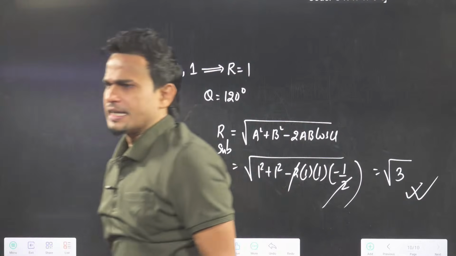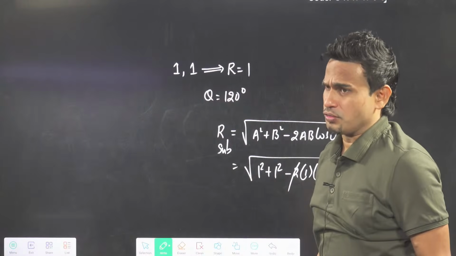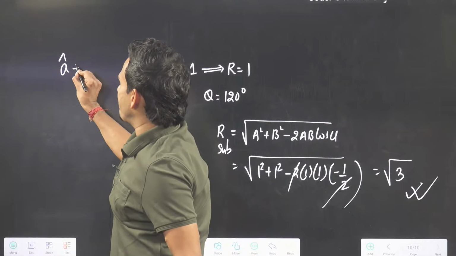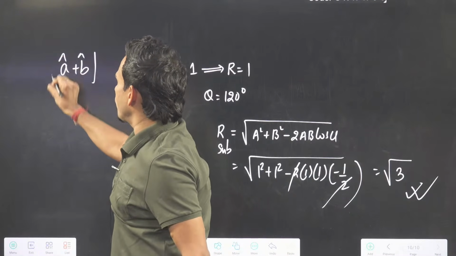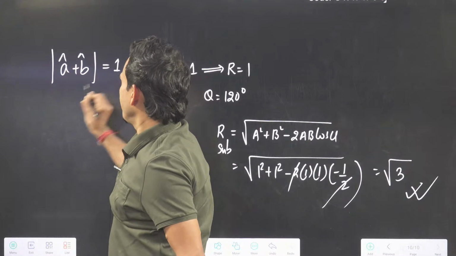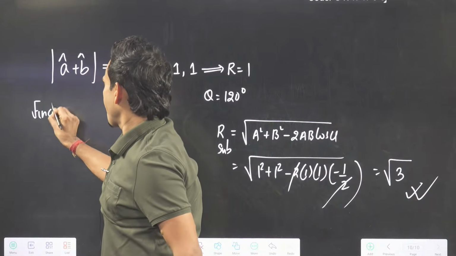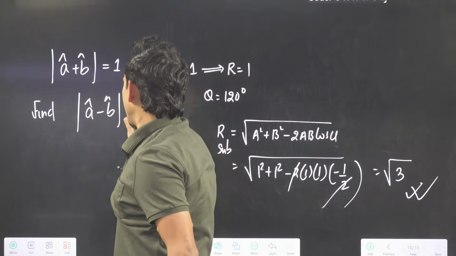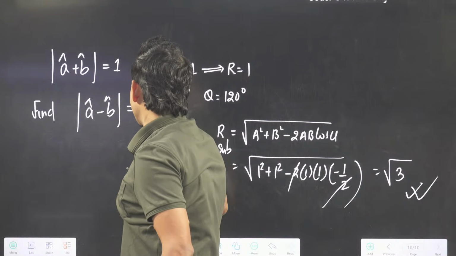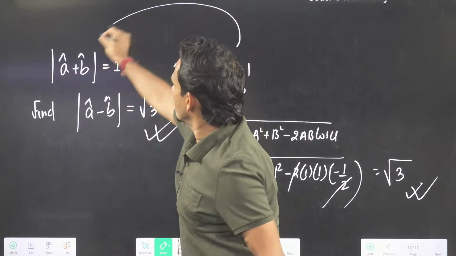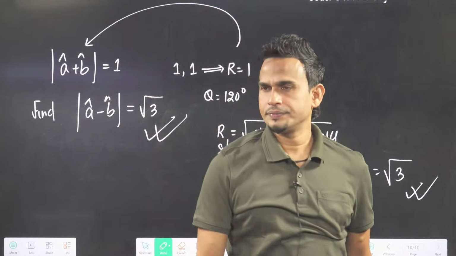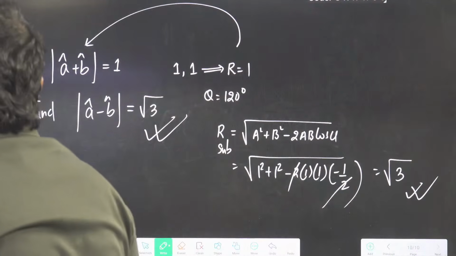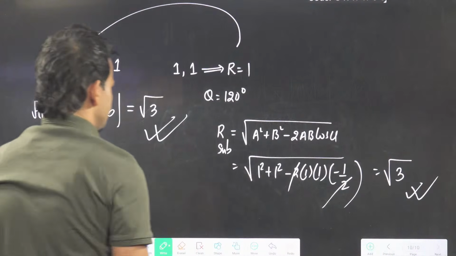I think everyone is getting it, no problem. Everyone has to get it. Same question, sometimes they write like this: mod of A cap plus B cap equal to 1. Find mod of A cap minus B cap. Answer will come root 3. Same thing, in the form of symbol and equation. Are you realizing both are the same thing?